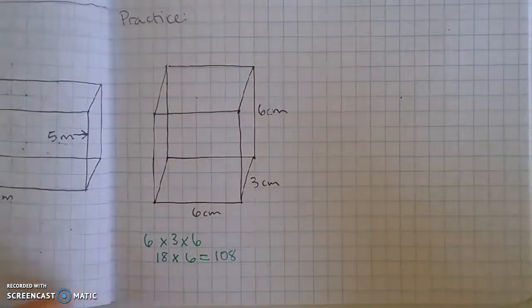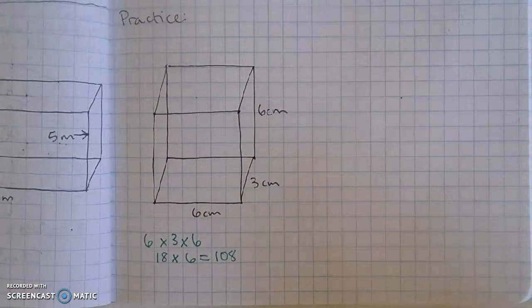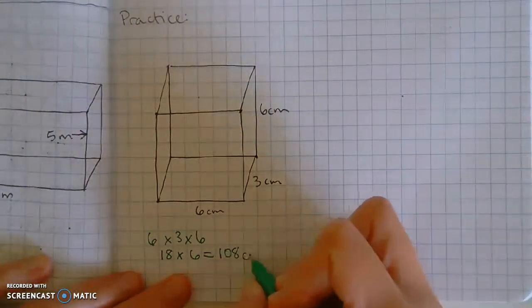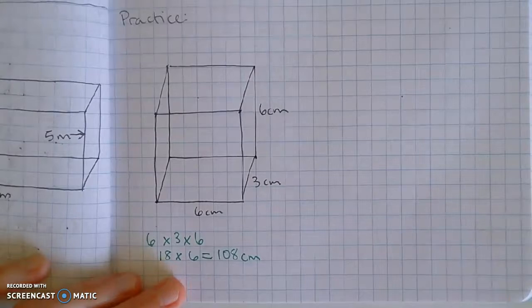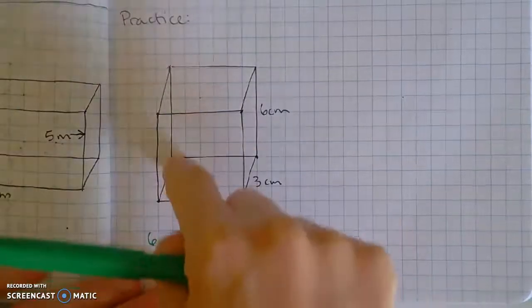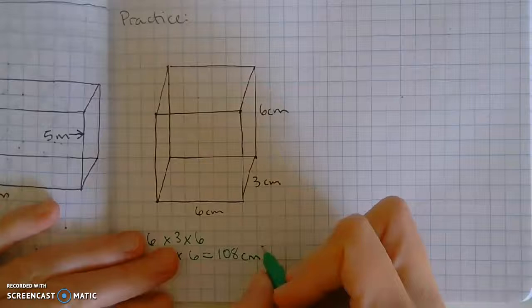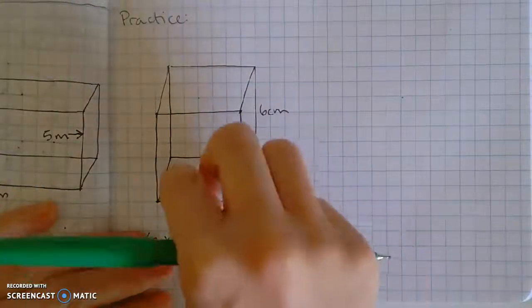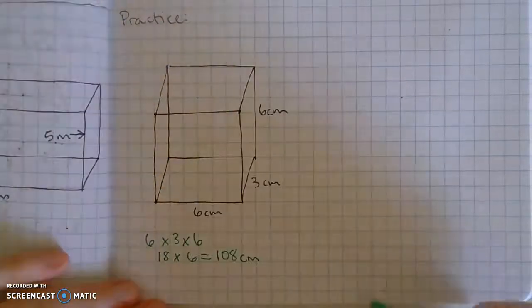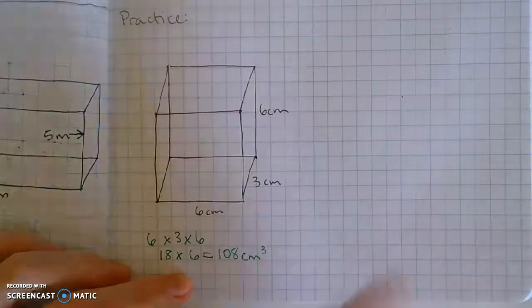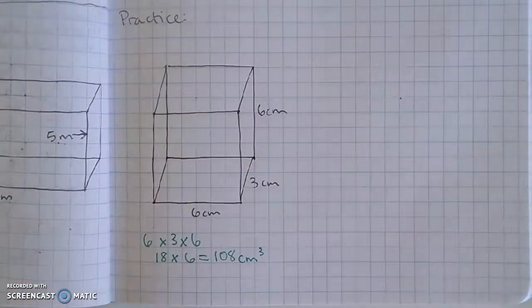I'm not done. I need to put in my units of measure. So it's going to be centimeters. And because I'm measuring how much is inside of my solid shape, I'm measuring by cubes. If I were to take little cubes and put them inside of this shape, I would get 108 cubic centimeters. So I'm going to write centimeters cubed, okay?